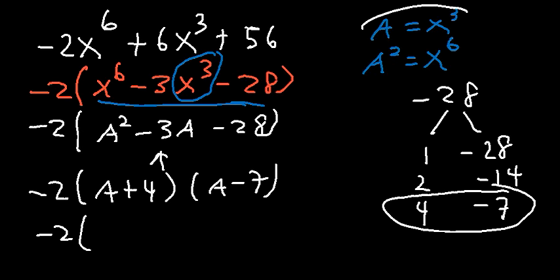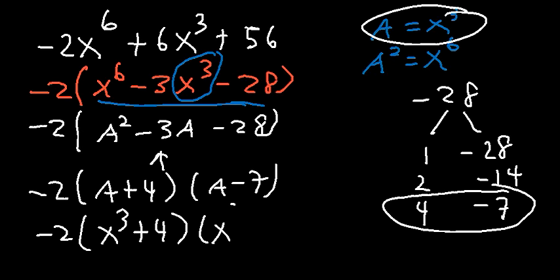So we're going to replace a with x cubed, so it's going to be x cubed plus 4 and x cubed minus 7.